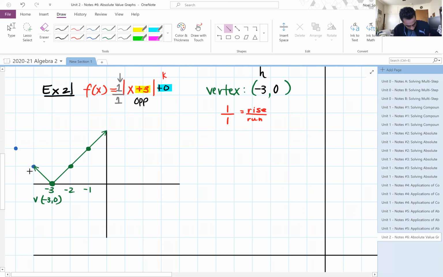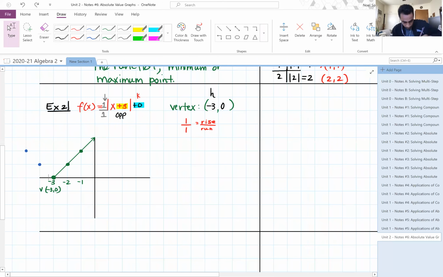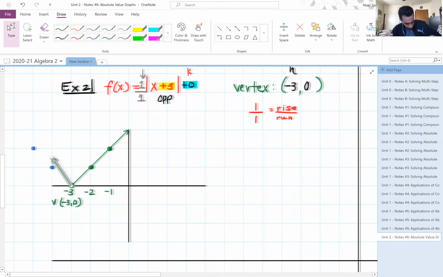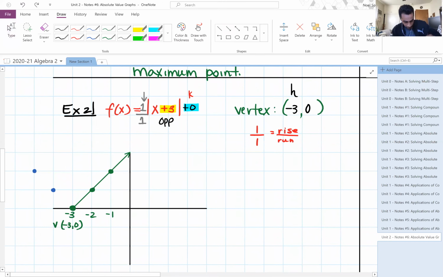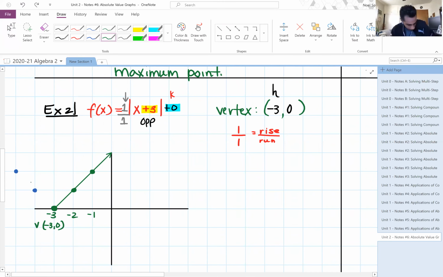Oh, wait, why is it doing that? Hold on. Yeah, let me try that. Am I too close to the left? Maybe I am. I might have to draw it by hand. Okay, let's do that.